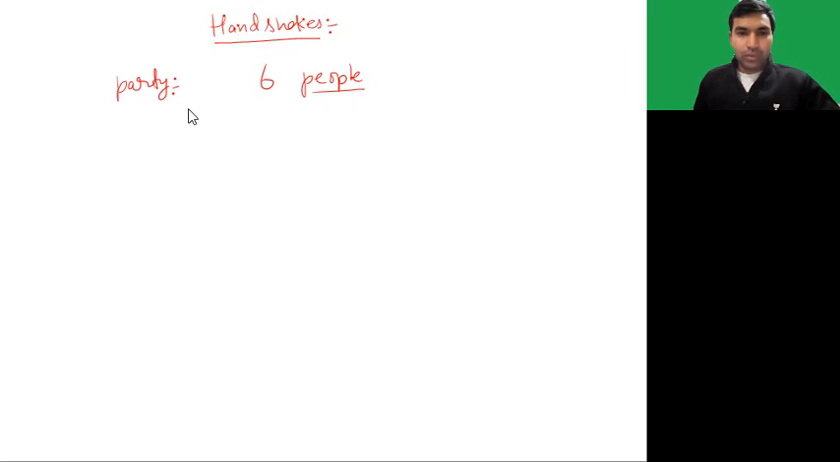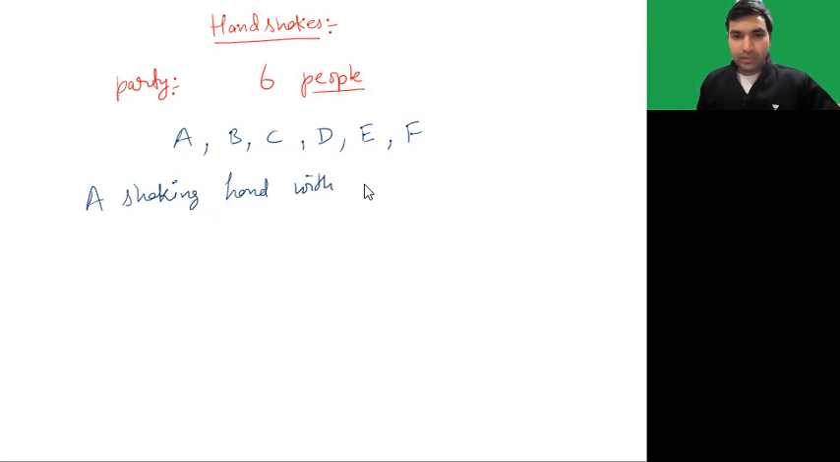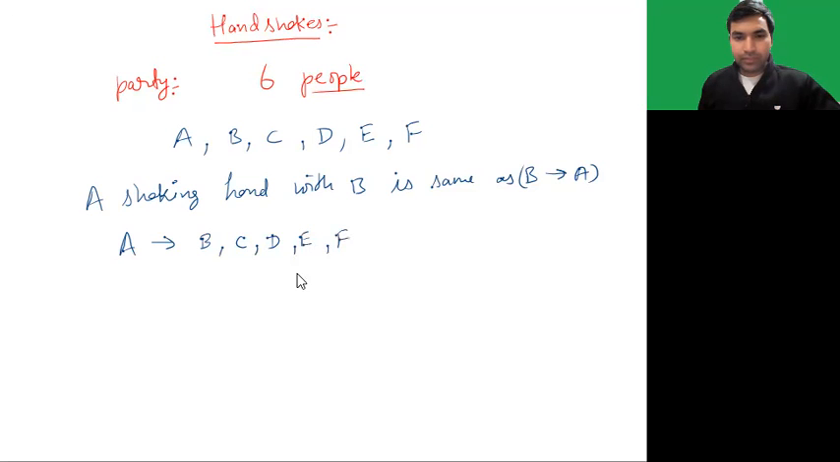Let us consider that the six people are A, B, C, D, E, and F. Now here one more thing to note is A shaking hand with B is same as B shaking hand with A. So this will be counted as one. Now we can say A will shake hand with B, C, D, E, and F. So total number of handshakes here are five.